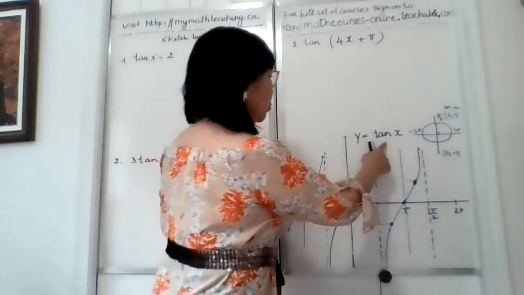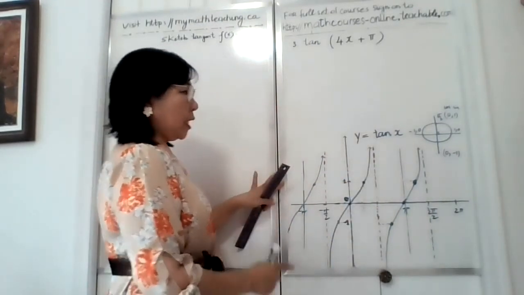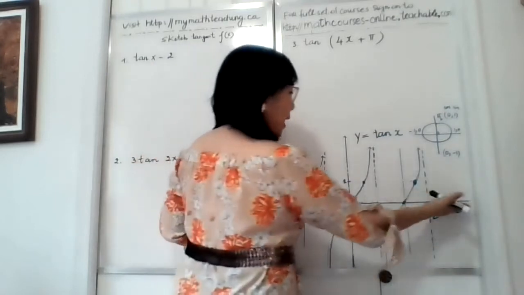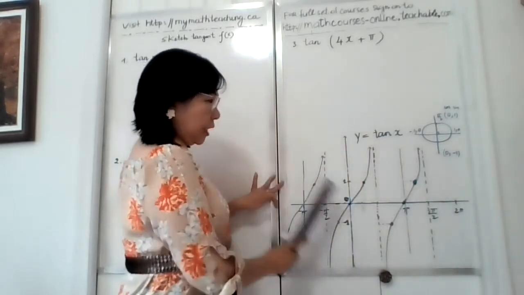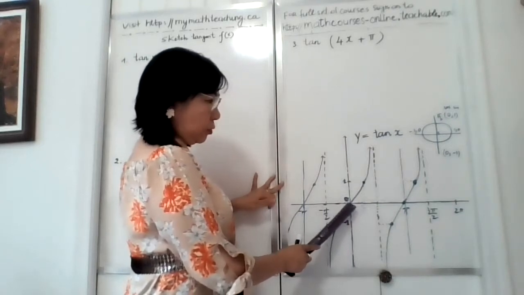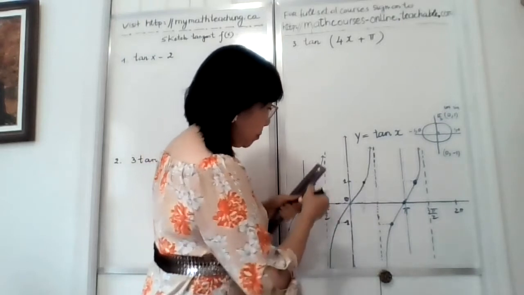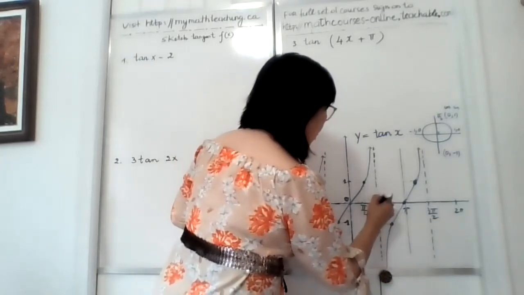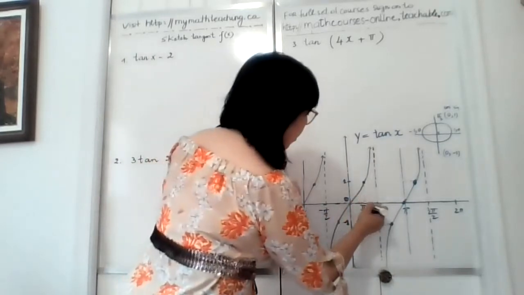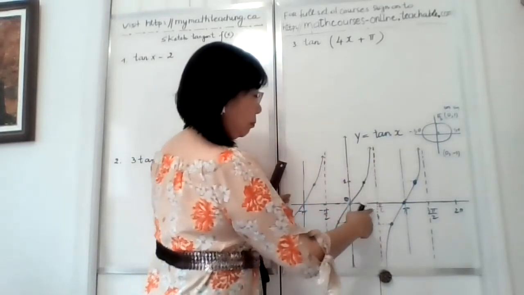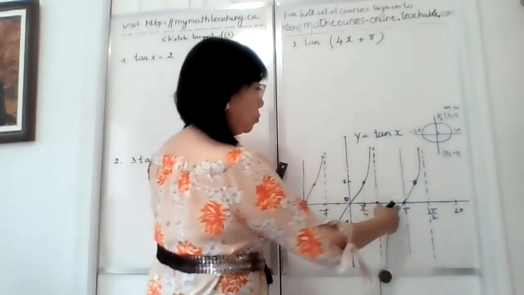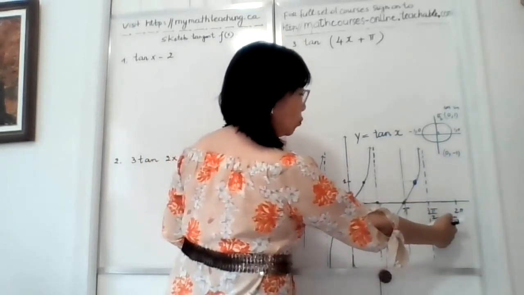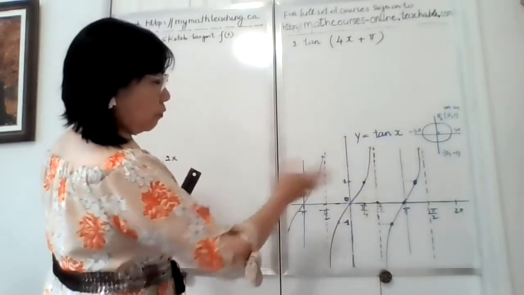So we have the basic graph y equals tan x. Let me talk about the scale first. This is the x-axis and this is the y-axis. For the x-axis, this is the origin with the zero. The next number I mark here is pi over 4, and of course this will be pi over 2. And this one is pi, and the next will be 3 pi over 2, and the next unit is 2 pi.